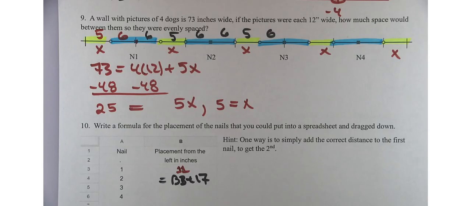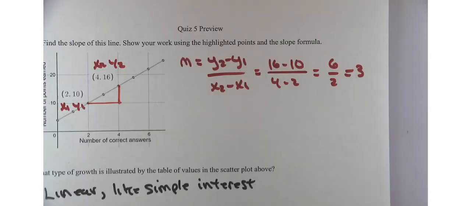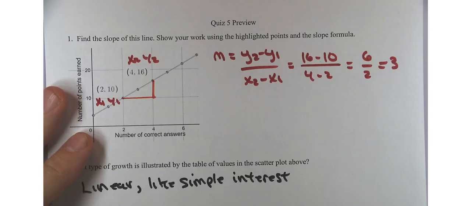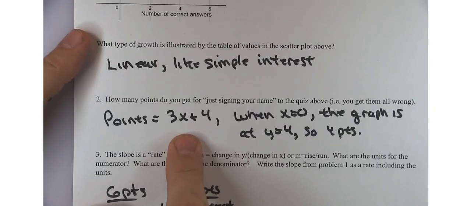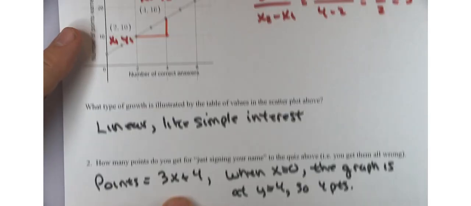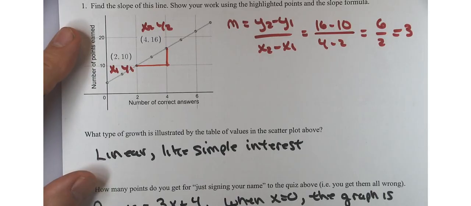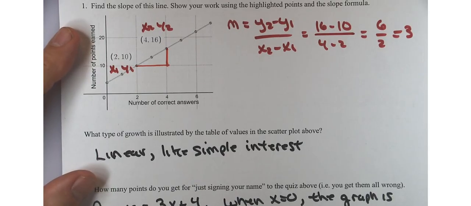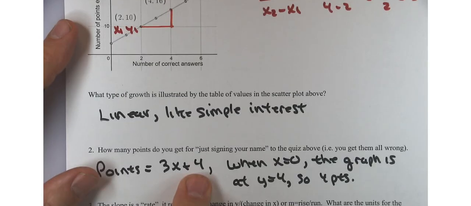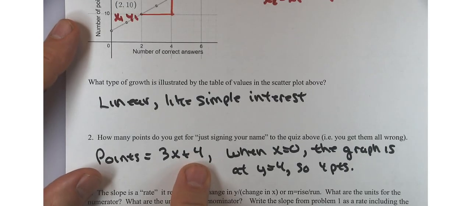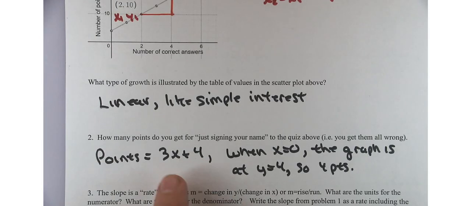We're looking okay on that one? Anything on the front that was still bothering you? The slope was 3. The equation for this one was points equals 3 times x plus 4, where x was the number of problems you got correct. So 3 points per problem plus 4 for signing your name. And then you can solve a couple problems after that.